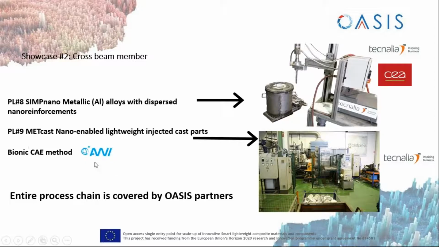And we have an institute, AWI, the Alfred Wegener Institute in Bremen. And they have developed a bionic CAE method. And here in this project, we will introduce it for the first time for an automotive part. In summation, I can say that the entire process chain is covered by the OASIS partners, beginning from the raw material, so the nanoparticles, to the production, to the process itself, until the end users like we are from Ford.